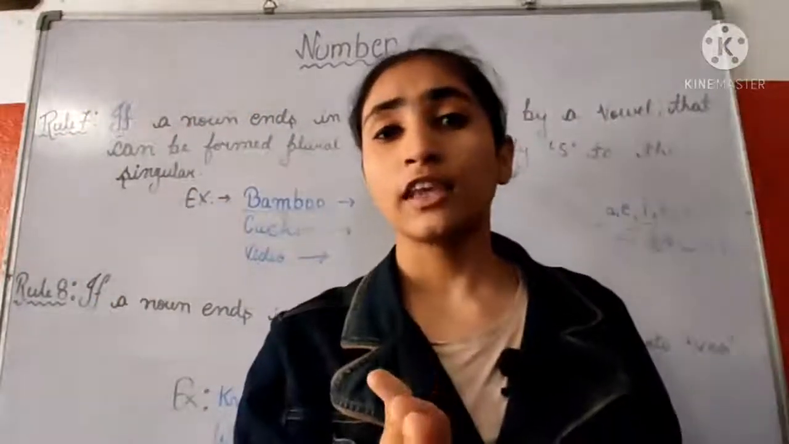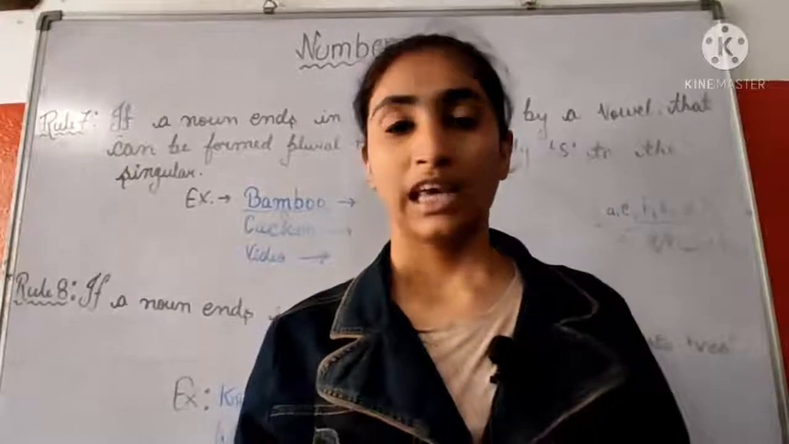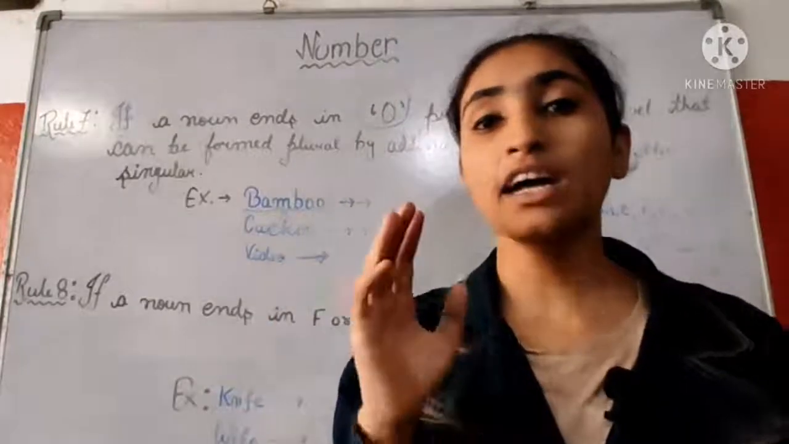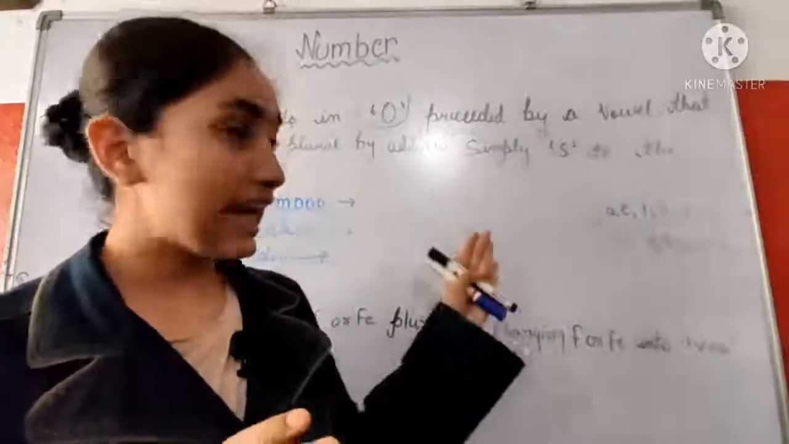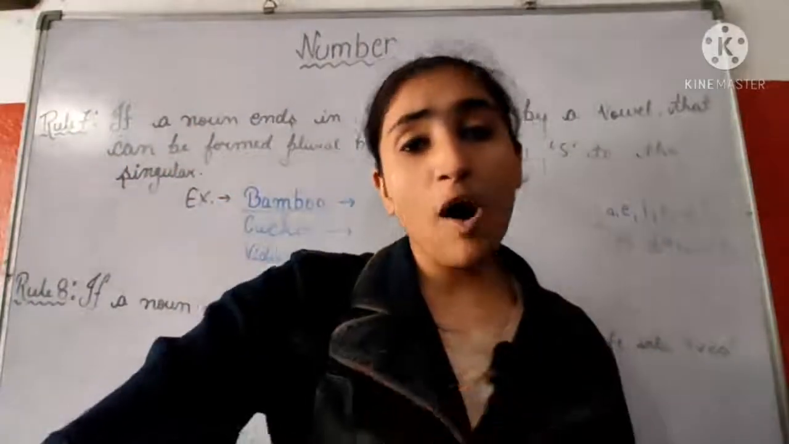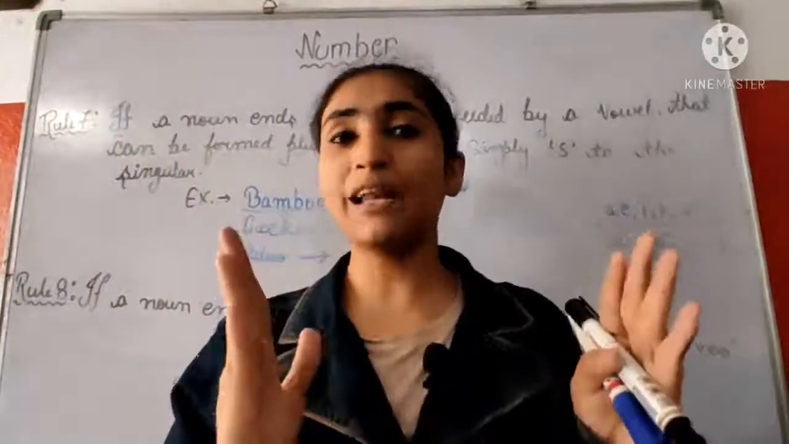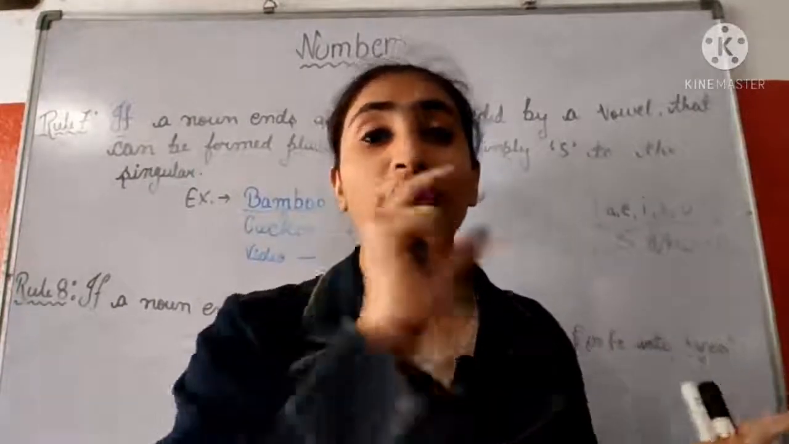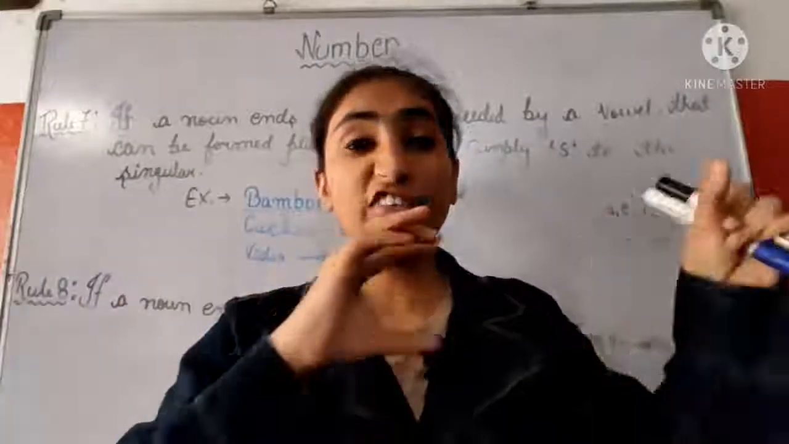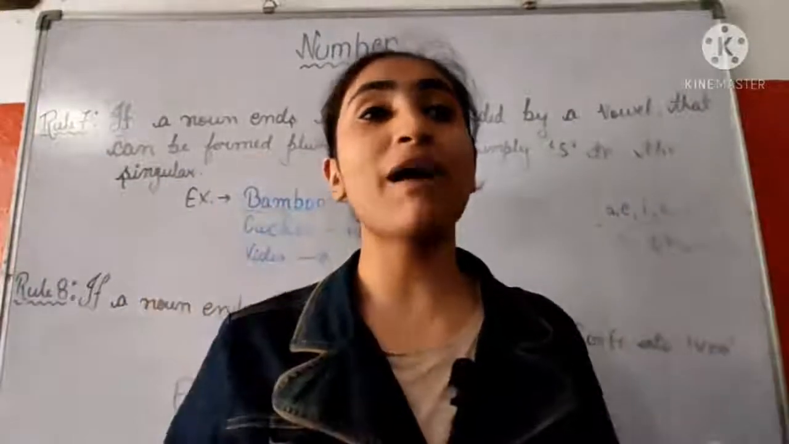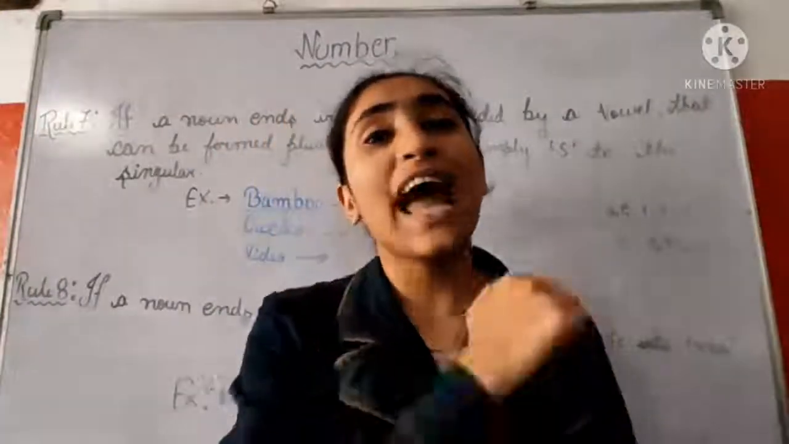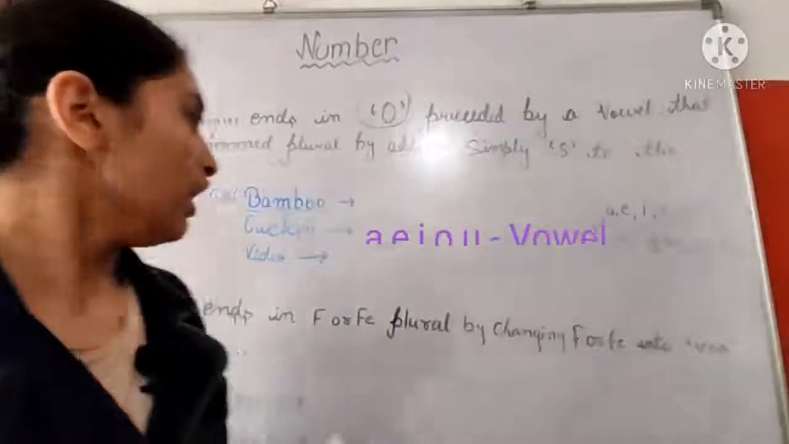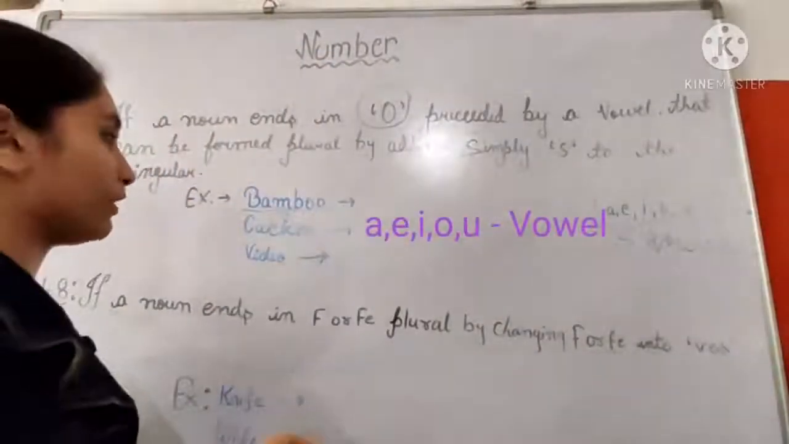If a noun ends in O preceded by a vowel, then its plural can be formed by simply adding s to the singular. Again I am repeating. If a noun ends in O preceded by a vowel, its plural can be formed by simply adding s to the singular. So let's understand it by example.